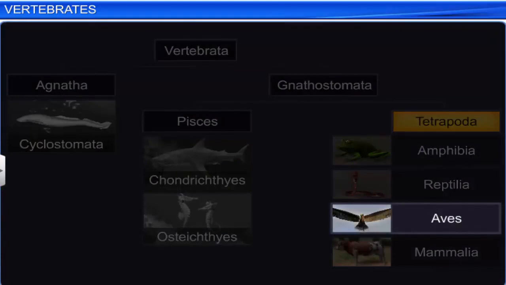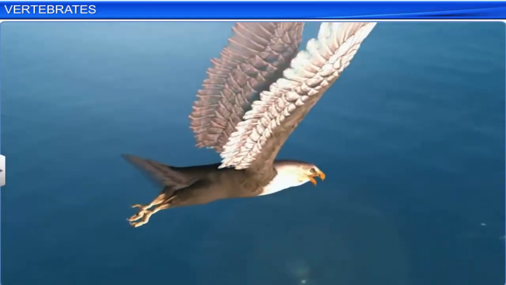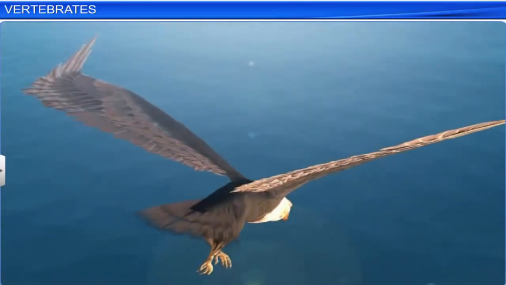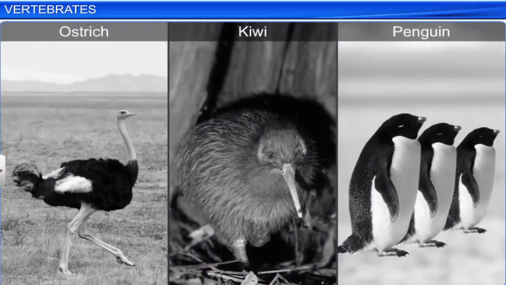The next class is aves, which consists of birds. Members of this class are characterized by feathers. Their forelimbs are modified into wings, while their hind limbs generally have scales and are modified for walking, swimming, or clasping. Although most birds can fly, some like the ostrich, kiwi, and penguin have structures that make them incapable of flying.